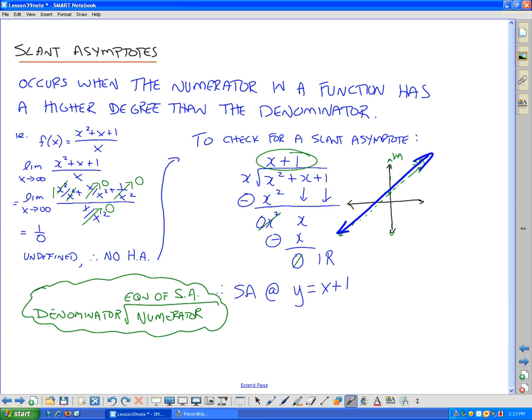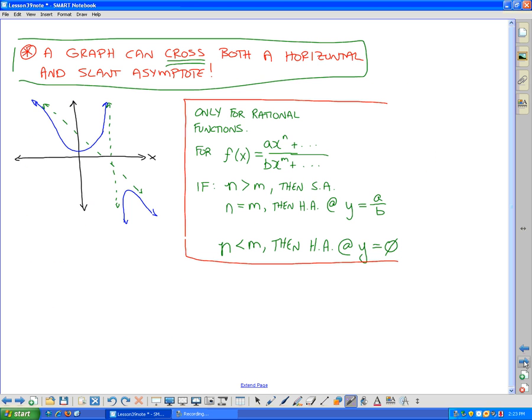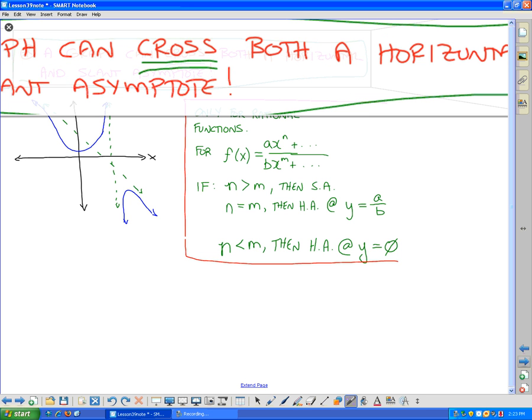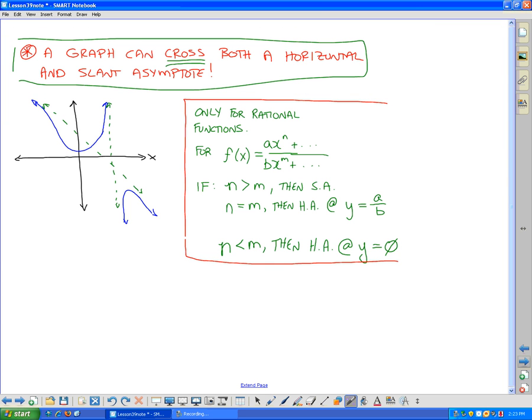Again, if you didn't see it last semester, let me know, and I can provide you with a couple of examples to practice with. Here's something that a lot of people get confused about. A graph can cross both a horizontal and a slant asymptote. So the graph can cross it. You cannot cross a vertical asymptote ever, but you can cross horizontal and slant asymptotes. So you absolutely cannot cross a vertical asymptote.